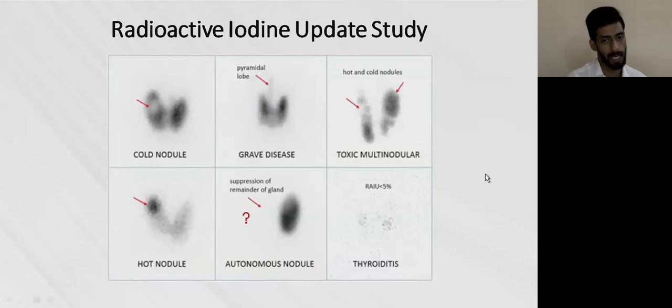Quickly looking at some pictures of radioactive iodine uptake study in patients with thyrotoxicosis. The picture on the left here is actually showing a cold nodule. You can see a diffuse uptake all around the thyroid with one specific area of no uptake. That's called a cold nodule.